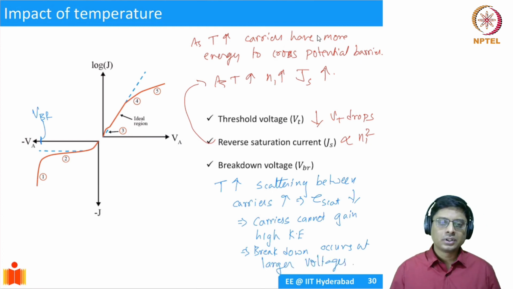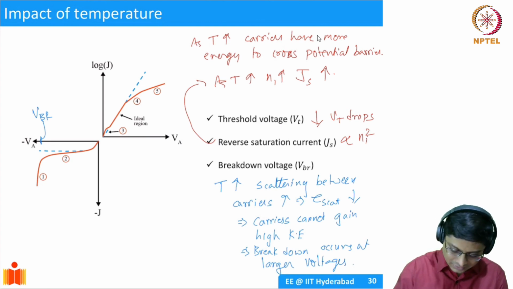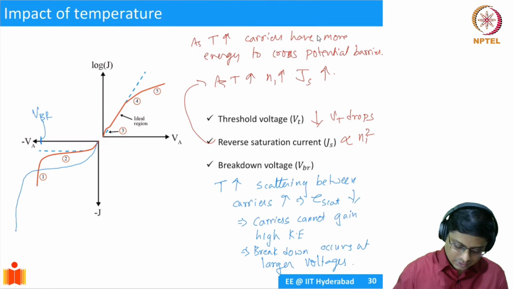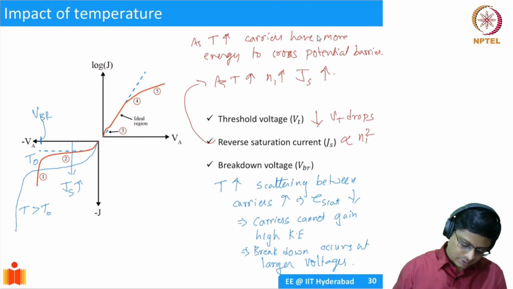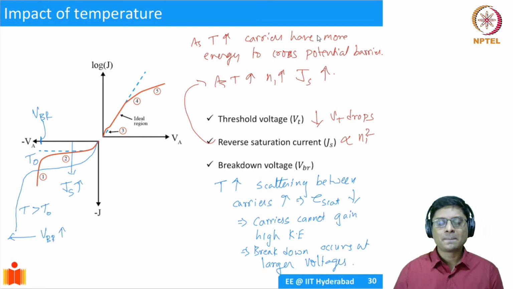Of course, in this picture it's difficult for me to show the VT, but in the reverse bias, if your temperature increases, the curve will look something like this. If this orange curve was T naught, and this is T greater than T naught, Js increases, VBR increases, VT reduces.